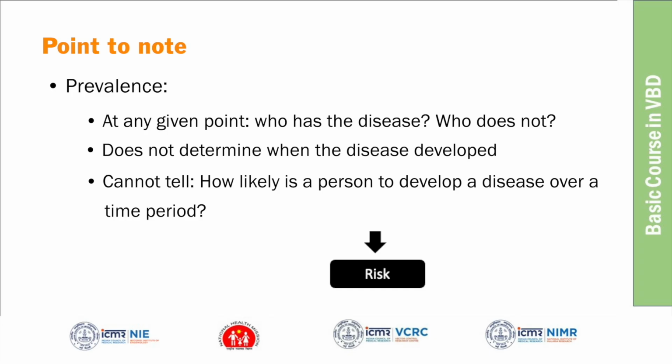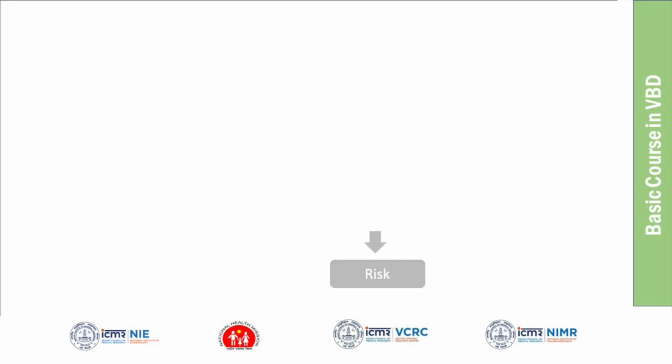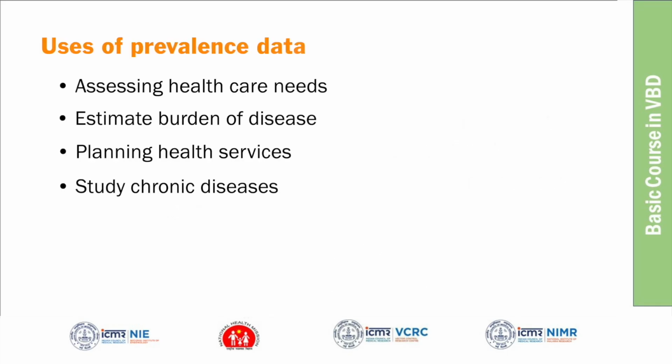Whereas if you want to know the risk of development of disease, then you need to follow up the individual over a period of time and see how many individuals develop the disease and calculate the risk, which is otherwise called cumulative incidence. So to close prevalence, the use of prevalence data is that it is useful for assessing what are the healthcare needs.